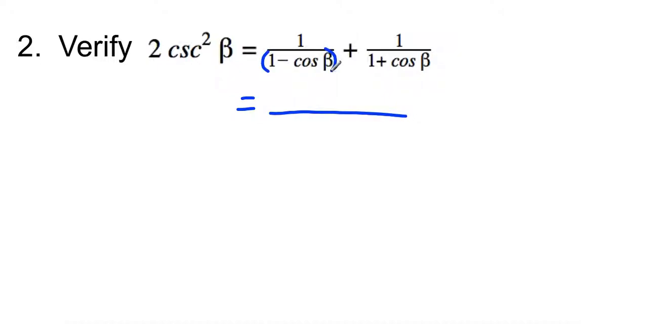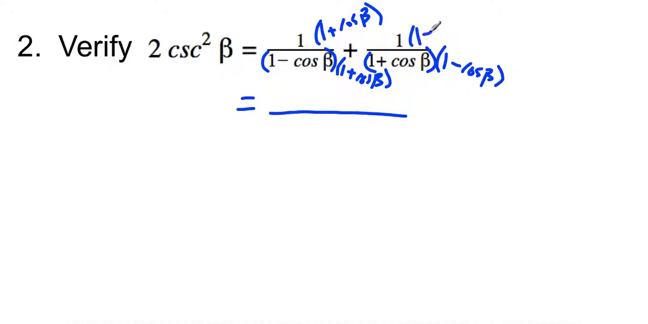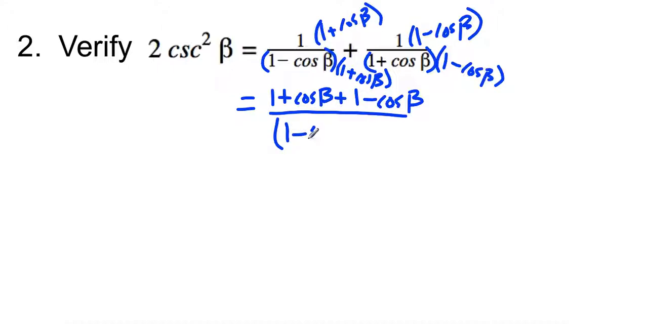I'm going to find a common denominator and combine these. So my common denominator is going to be 1 minus cosine beta, 1 plus cosine beta. So I need to multiply top and bottom by 1 plus cosine beta. And then this one I need to multiply top and bottom by 1 minus cosine beta. Okay, so that makes my numerator, now, normally you have to distribute that 1, but it's just a 1. So we get 1 plus cosine beta plus 1 minus cosine beta. And the denominator is 1 minus cosine beta, 1 plus cosine beta.